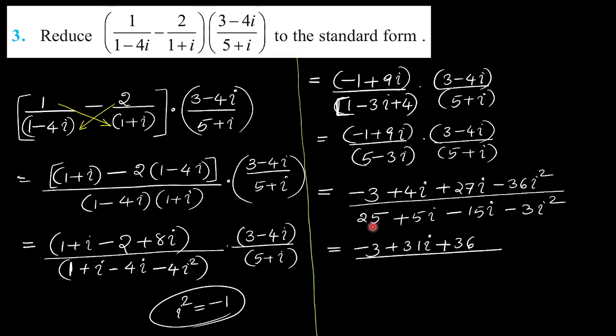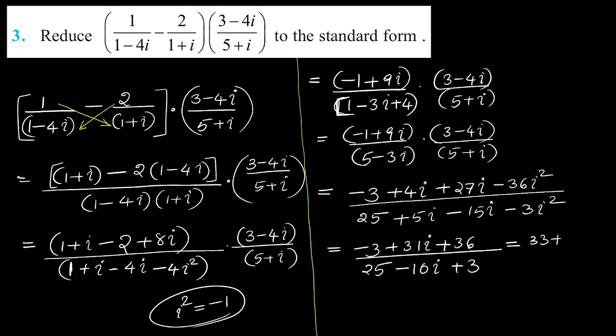Denominator, 25 is there. 5i minus 15i will be minus 10i. Again, let me reduce a single step. i square is minus 1, so the last term will be minus 3 into minus 1, plus 3. So let me add the real numbers. 36 minus 3 will be 33.